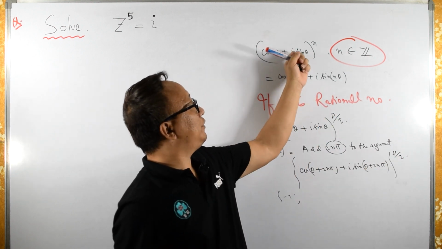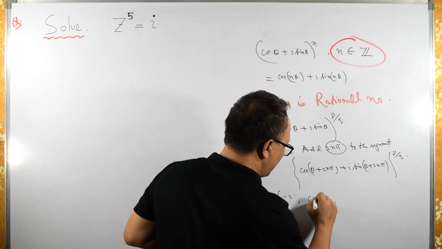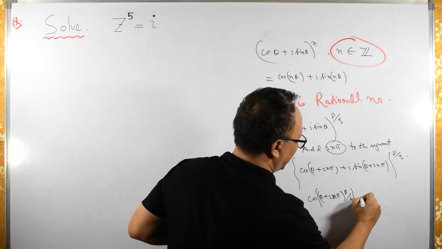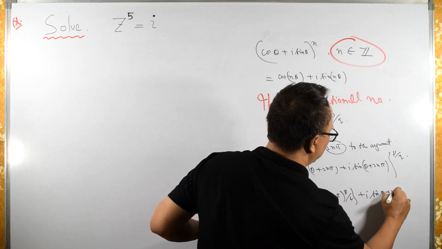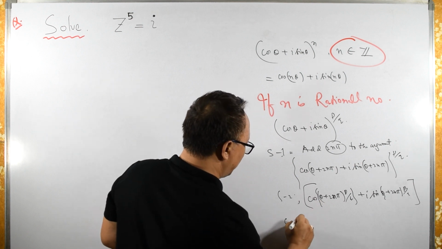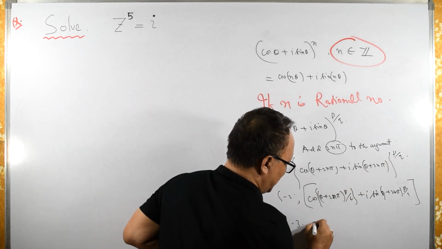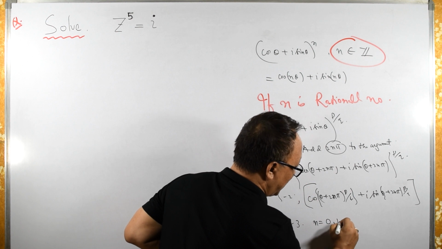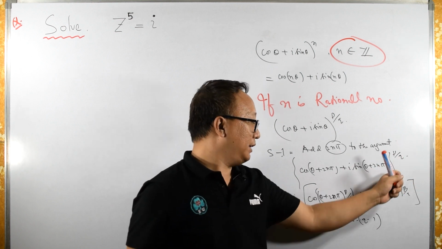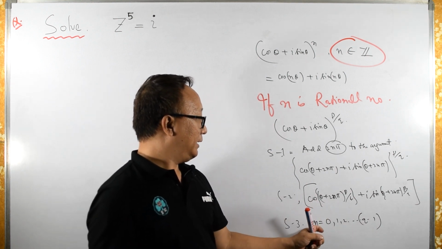Like you did for n equal to an integer, let's bring this p by q inside. We have cos((θ + 2nπ) p/q) + i sin((θ + 2nπ) p/q). Now step 3: substitute the values of n starting from 0, 1, 2 up to q minus 1. Here q is the denominator. If it is 5, then you substitute 0, 1, 2, 3 up to 4, and therefore you will get the roots, or values, of this.